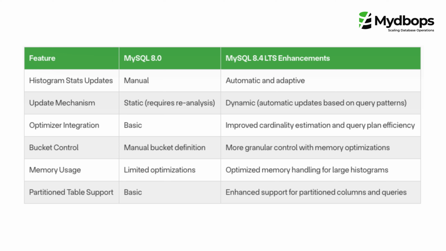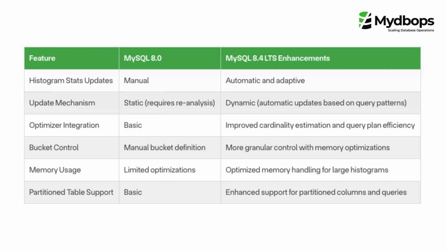Yeah. 8.4 comes along. What's the big game changer here? What are we excited about? Automatic and adaptive histograms. Whoa, okay. They're not just automatically created, they're constantly analyzing data and query patterns, updating themselves on the fly. So no more manual updates. And they're like evolving, constantly learning. Exactly. It's a huge improvement.